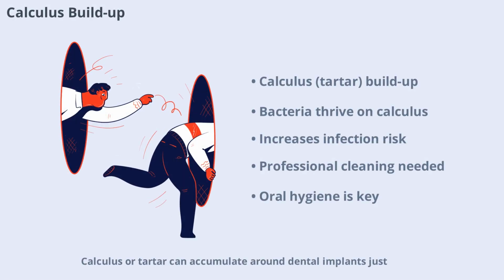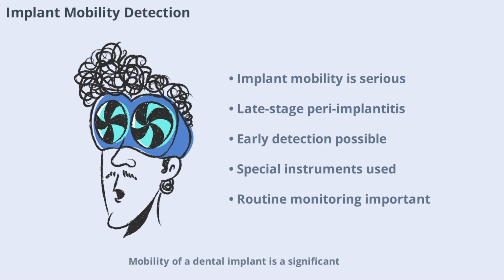Calculus, or tartar, can accumulate around dental implants just as it does around natural teeth. This hardened plaque provides a surface for bacteria to thrive, increasing the risk of peri-implantitis. Regular professional cleanings are necessary to remove calculus and maintain a healthy environment around the implant. Patients should also be diligent with their oral hygiene routines to minimize buildup and reduce the risk of inflammation and infection. Mobility of a dental implant is a significant finding and can indicate both early and late failures.